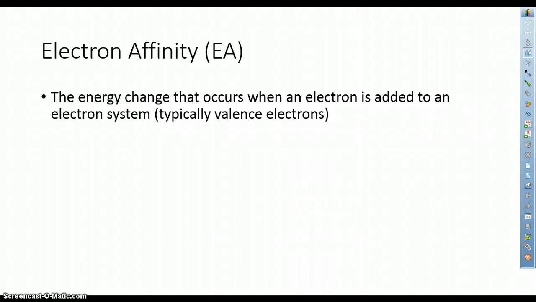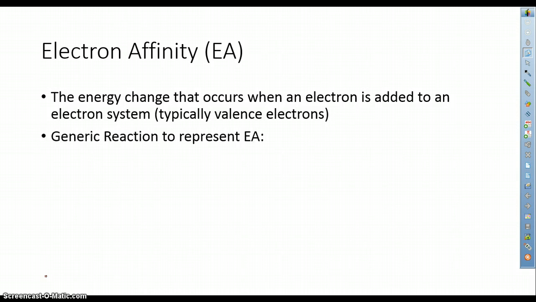Alright, second to last trend, electron affinity. This was the energy change that occurs when an electron is added to an electron system. Typically, we like to add them as valence electrons. I can't think of any reason why they'd add it to your inner energy levels or inner shells. But in this case, it's about the energy change. The energy, of course, is dependent on whether or not the system becomes more or less stable.